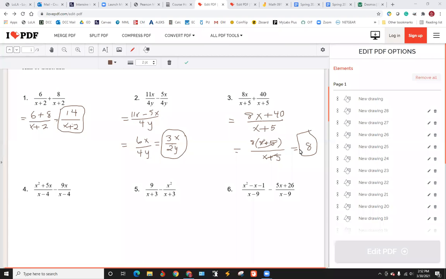Taking out those common factors to simplify, and then the addition process: they've got the same denominator, so you can just write the denominator one time and put the appropriate terms in the numerator. On this one and this end, it's just 8x plus 40. This one was 11x minus 5x.